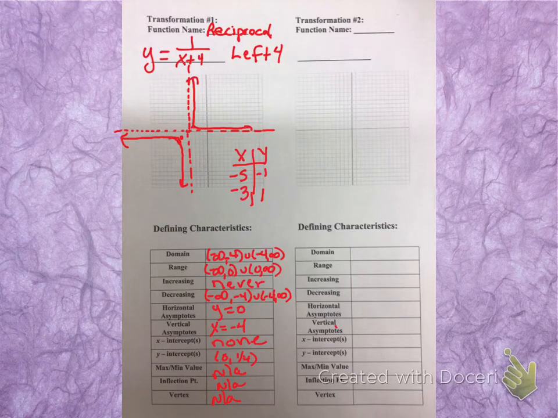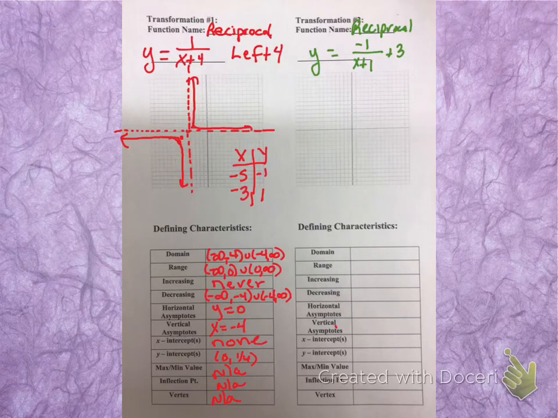Okay, let's take a look at another one that may have some different characteristics to it. It's still the reciprocal function. And we're going to graph this one. We're going to throw a negative on there. So -1 over x plus 1 plus 3.